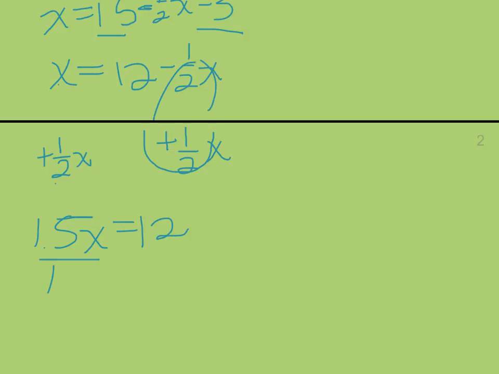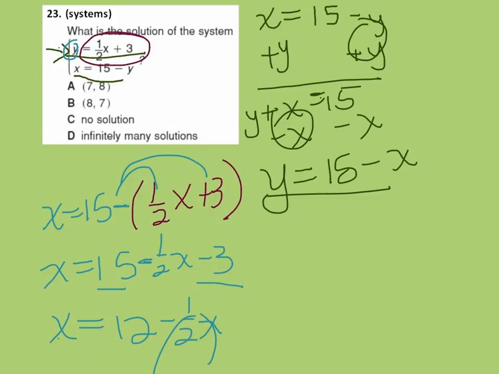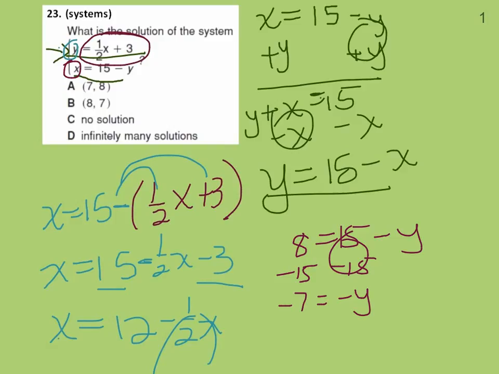And we divide by 1.5 on both sides, and we get that x is 8. Okay, now we're going to plug in our x is 8. So on either one of the equations, if x is 8, then I have 8 equals 15 minus y. If I subtract 15 from both sides, I'll get negative 7 equals negative y, which means that positive 7 is positive y, and I've got that the answer is (8, 7).